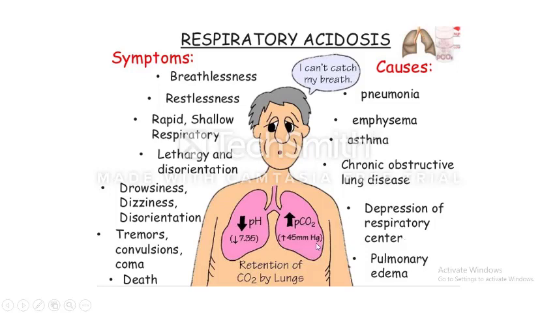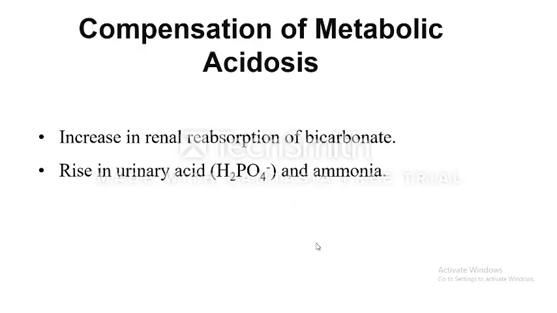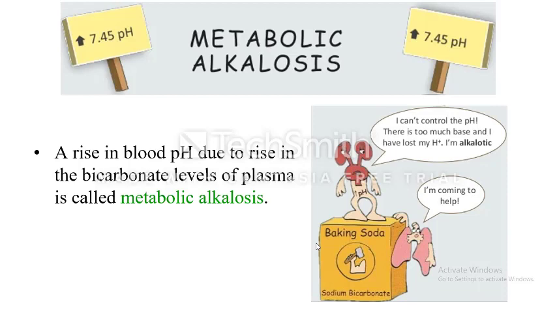So now how it is compensated: increase in renal reabsorption of bicarbonates, or rise in urinary acid and ammonia. Now comes metabolic alkalosis, where pH becomes high. A rise in blood pH due to a rise in the bicarbonate level of the plasma is called metabolic alkalosis. You can see it cannot control the pH. There is too much pH and lost the protons.